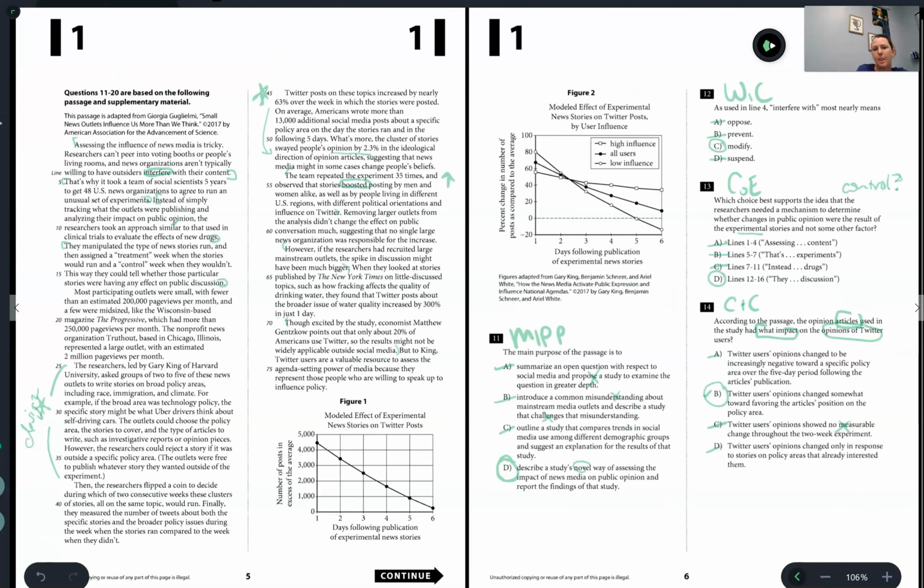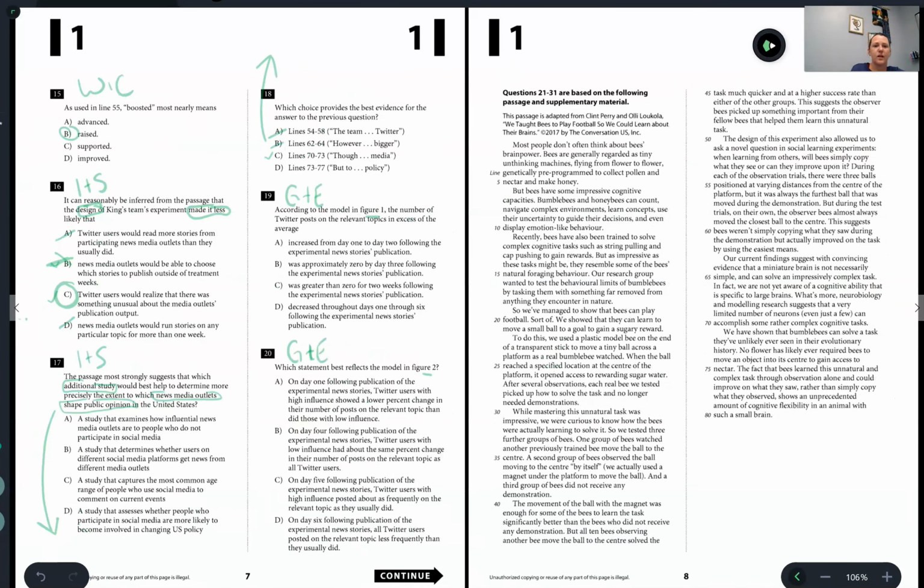73 through 77. But to King, Twitter users are a valuable resource to assess the agenda-setting power of media because they represent those people who are willing to speak up. Okay, so that does not suggest any further study, so we'll get rid of that one. So it is this idea of C, that not everyone has Twitter, and so we may need additional studies to see what people outside of social media, outside of Twitter, might think.